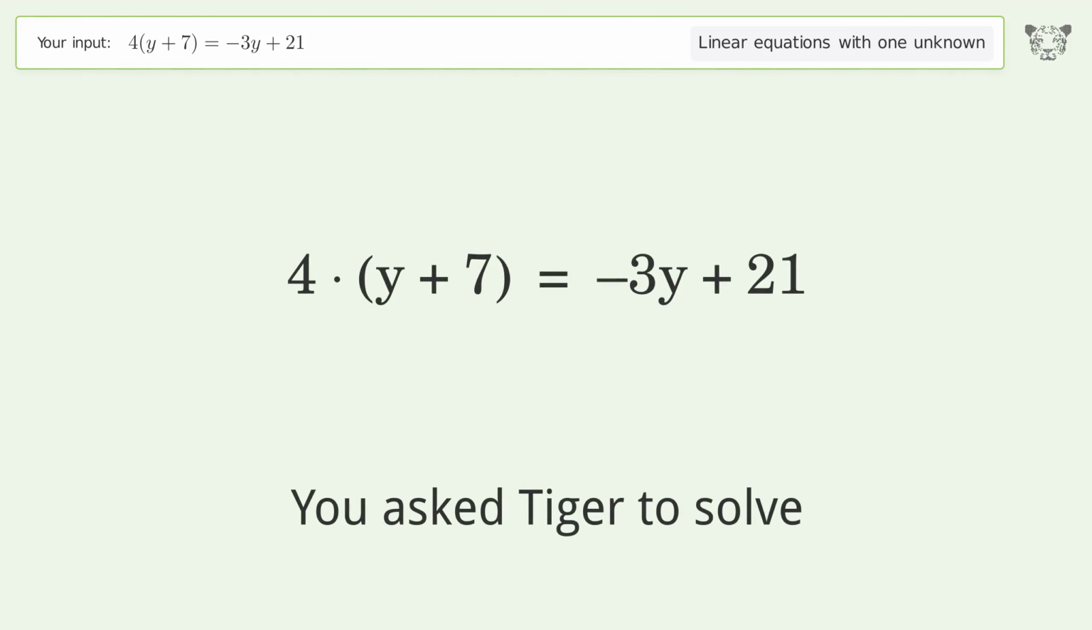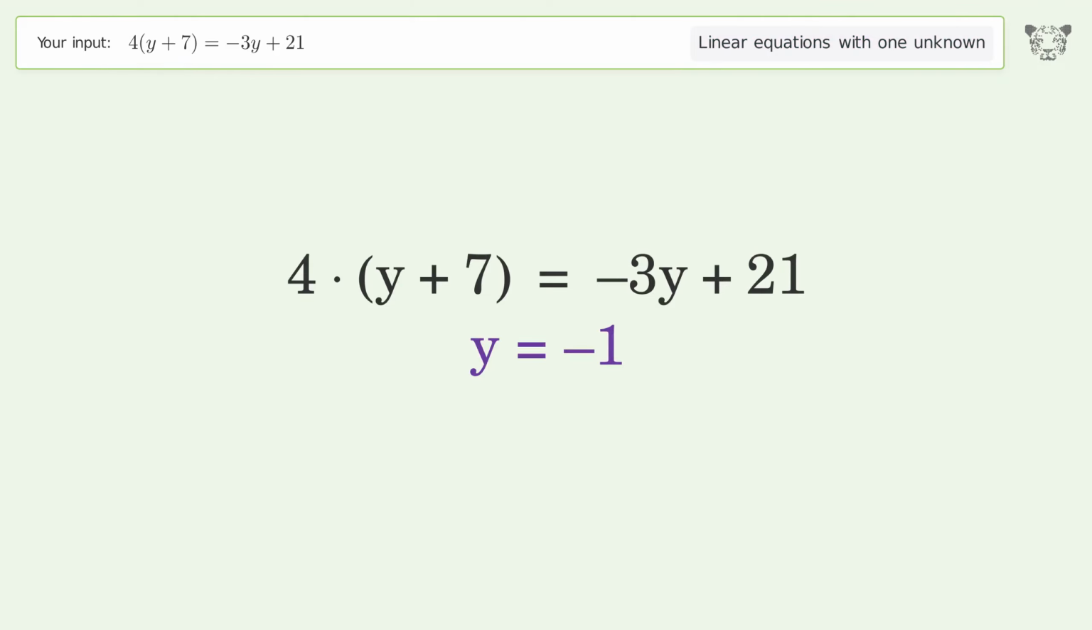You asked Tiger to solve this. It deals with linear equations with one unknown. The final result is y equals -1. Let's solve it step by step.